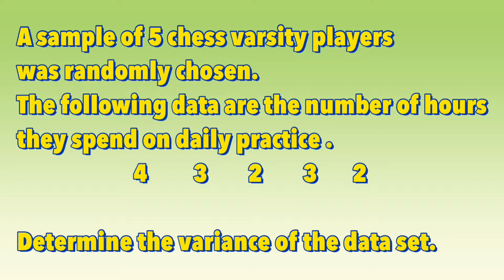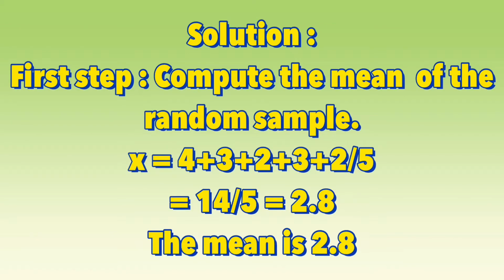Our solution: first step, compute the mean of the random sample. The random sample is 4, 3, 2, 3, 2, so we're going to add all of it. x bar equals 4 plus 3 plus 2 plus 3 plus 2, then divide by the number of samples. Since the number of samples is 5, our denominator is 5. Our sum is 14 divided by 5 equals 2.8. So the mean is 2.8.